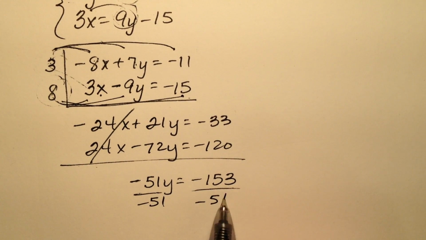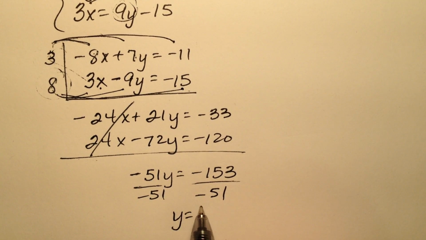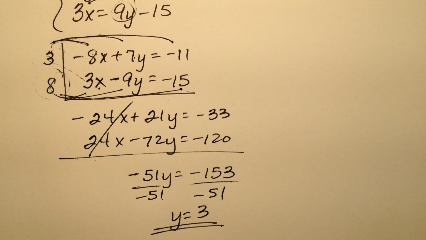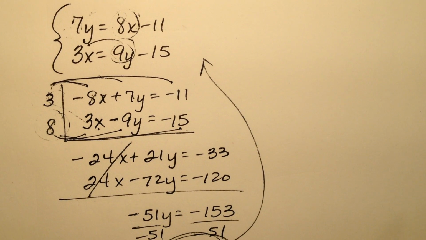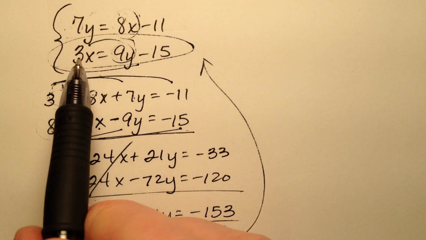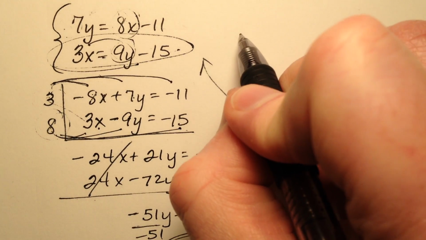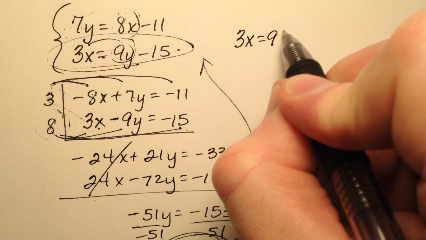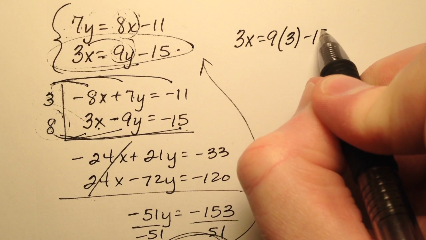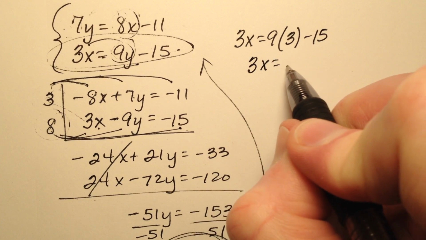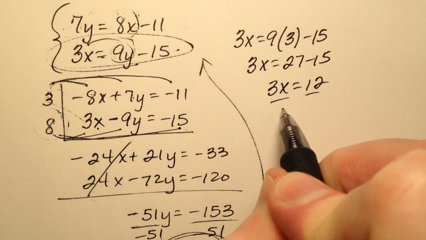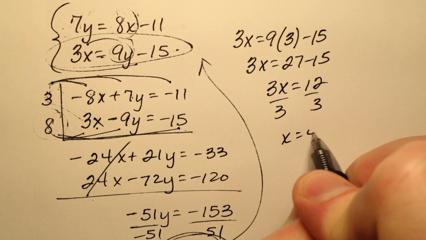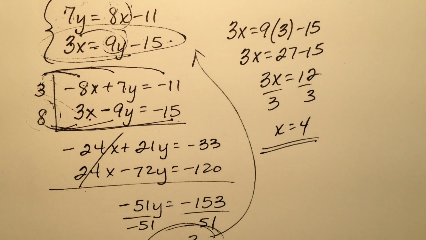So a quick division by negative 51 will show us that the value of y is going to be a positive 3. So once I know the value for one of the variables, I'm going to go ahead and plug it back into one of these original equations. So let's go ahead and do it in the second equation where 3x equals this business. So 3x equals 9 times y, which is 3, minus 15. So 3x equals 27 minus 15. 3x equals 12. So when I do this little division, I'm going to notice that x equals 4.